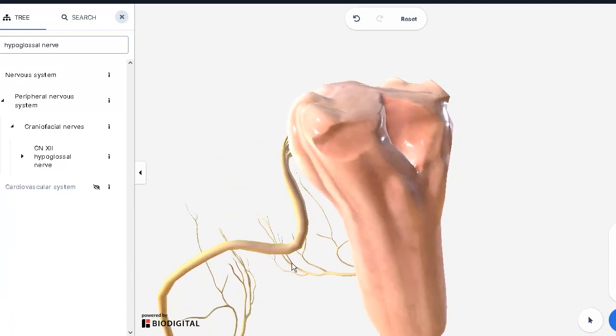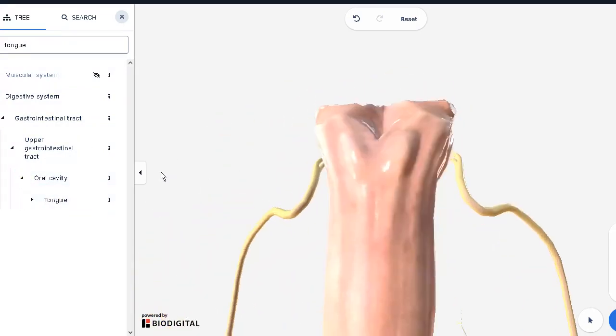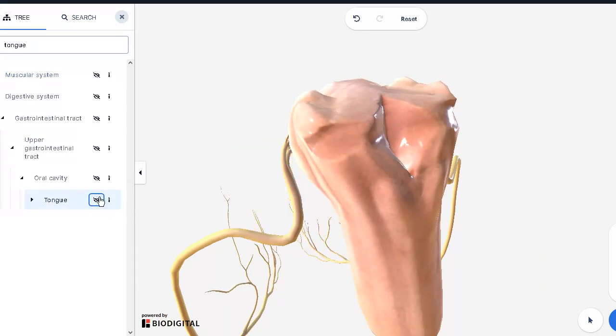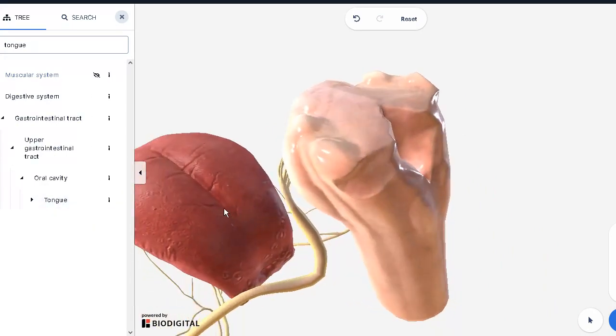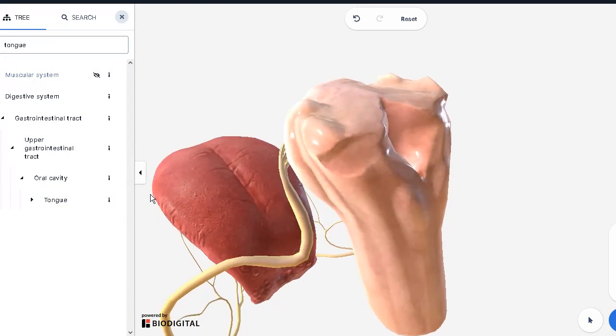That is where you have the motor supply of the tongue coming from. The hypoglossal nerve is a motor supply to the tongue. And just for a little added effect, let's make the tongue visible. Don't see it here. It's alright, let's leave it. Oh, is there, sorry. There we go. Here you can nicely see how the hypoglossal nerve is supplying the tongue.